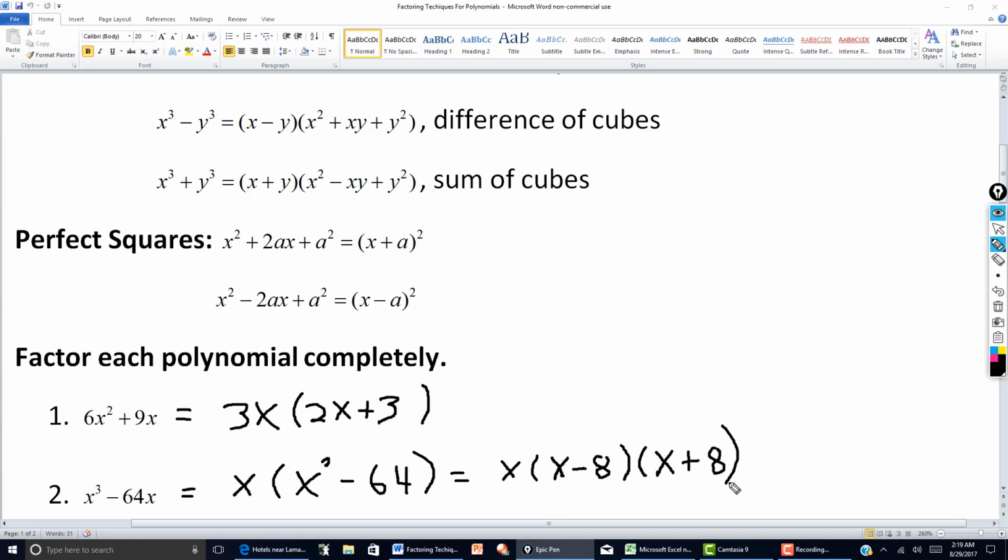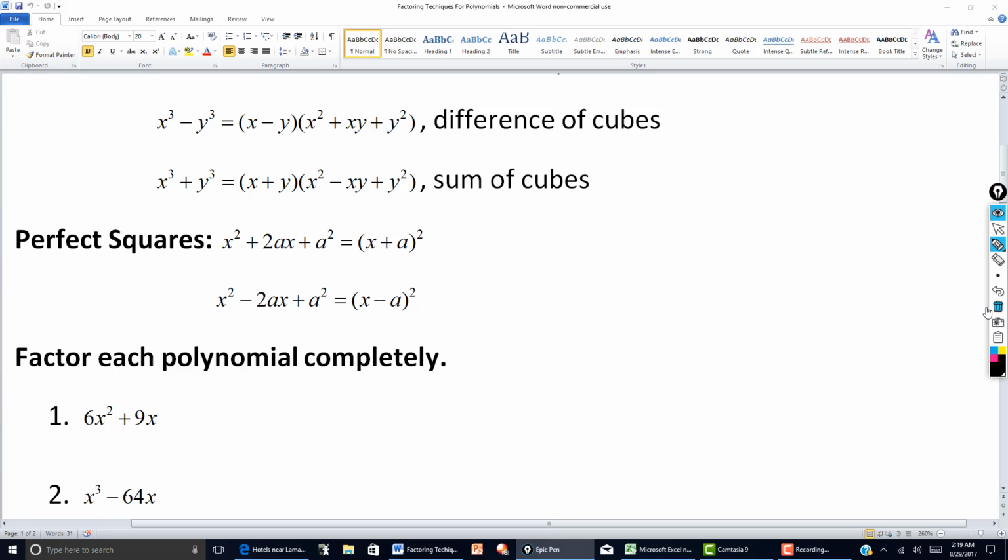Okay. So look for a common factor. And then if you have a binomial, look for difference of squares, look for difference of cubes, look for sum of cubes, and then continue the factorization until you can't factor anymore. Okay, let me clear this here. Go to the next one.